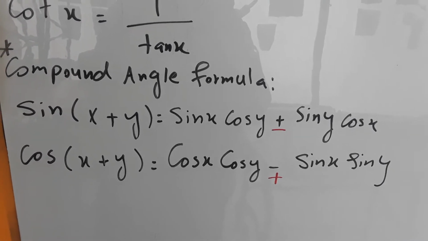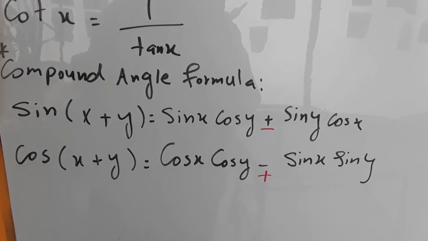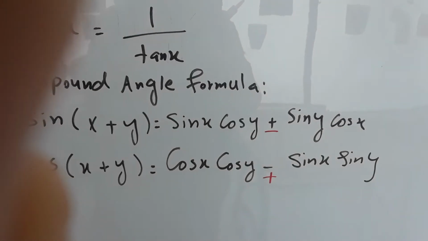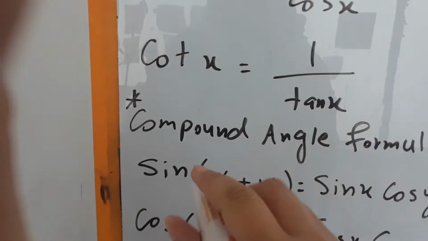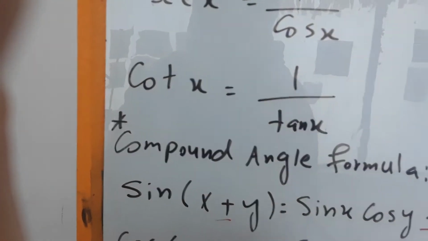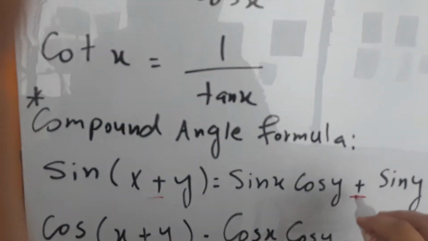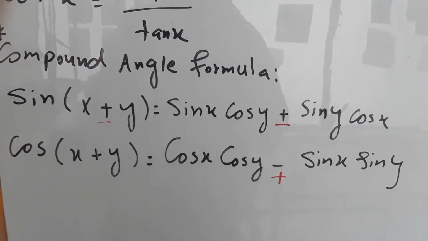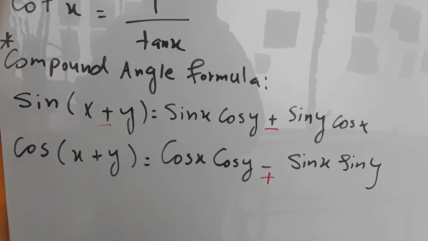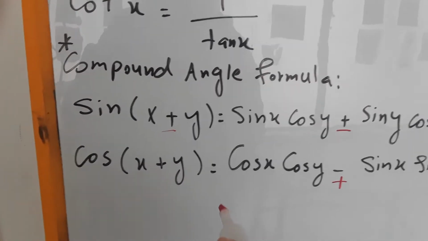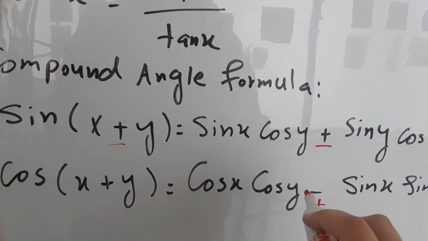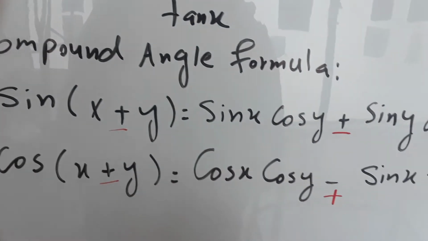Compound angle formula, we did talk about that in another class. Sine of angle x plus y is equal to sine x cosine y plus sine y cosine x. So here, if this is positive, you will have positive, but if you have negative, you'll get negative here. Cosine of x plus y is equal to cosine x cosine y minus sine x sine y. Again, if this is plus, you get minus here, but if this is minus, you get plus here. So I want to talk to you about this identity a little bit.